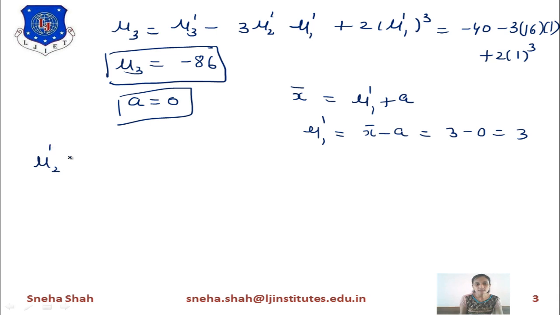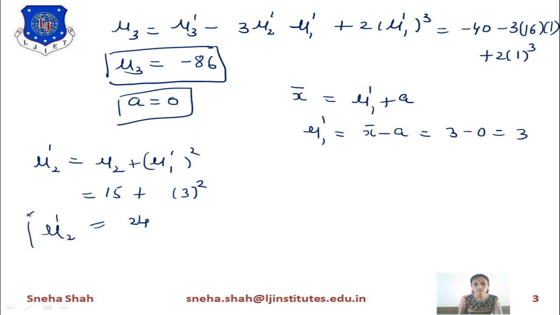Similarly, we will find mu2 dash. What is mu2 dash? Mu2 dash equals mu2 plus (mu1 dash) whole square. The value of mu2 equals 15, the variance, plus mu1 dash equals 3, so 3 square equals 9. 15 plus 9 equals 24. So this one is the second moment. So the value of the second moment equals mu2 dash.